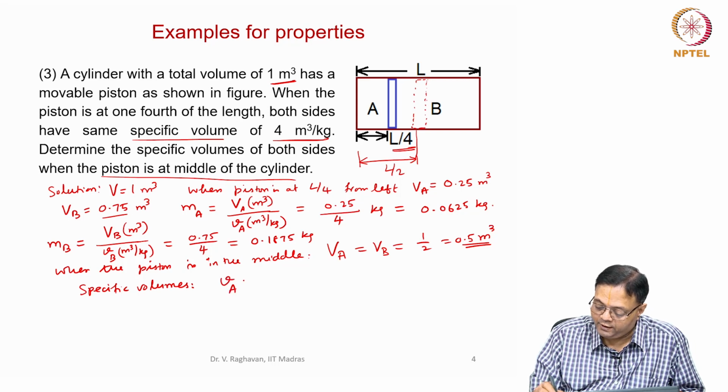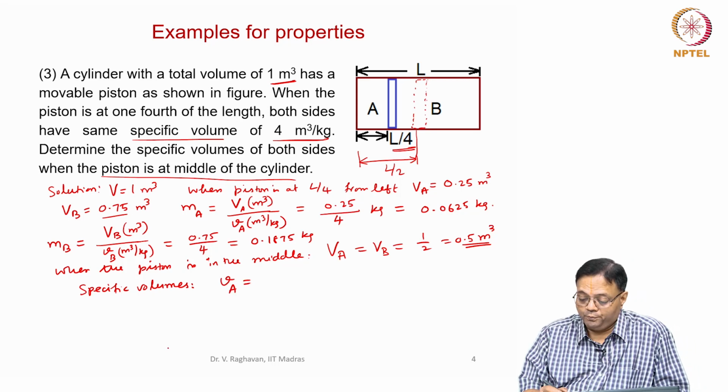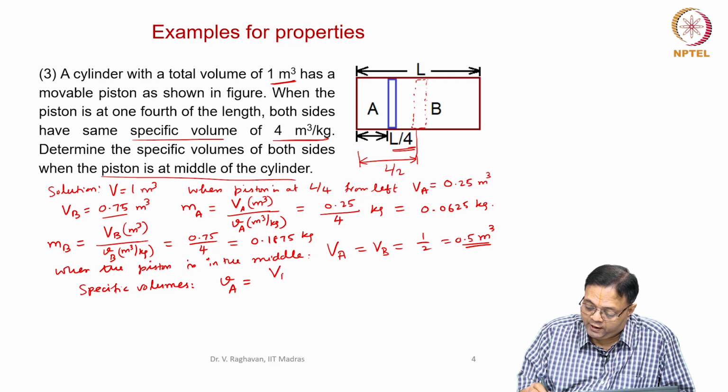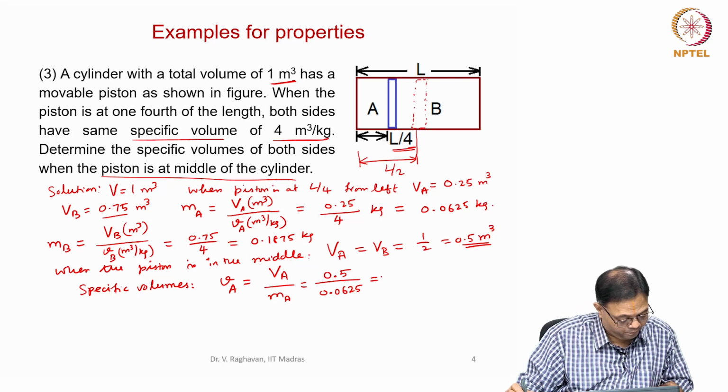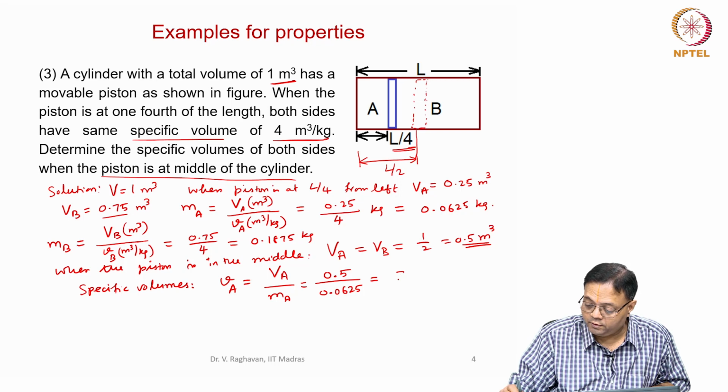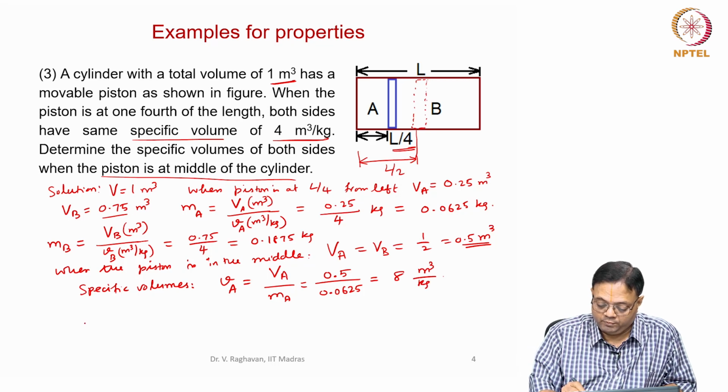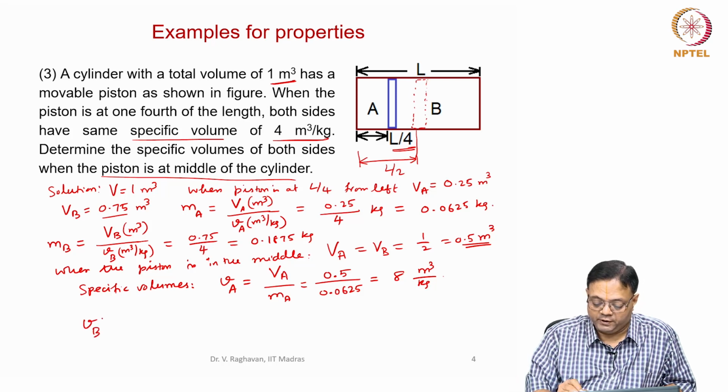So, vA equal to what? vA, the total volume of the chamber A divided by the mass in the chamber A, which I know now, 0.5 divided by 0.0625, which is equal to 8 meter cube per kg.